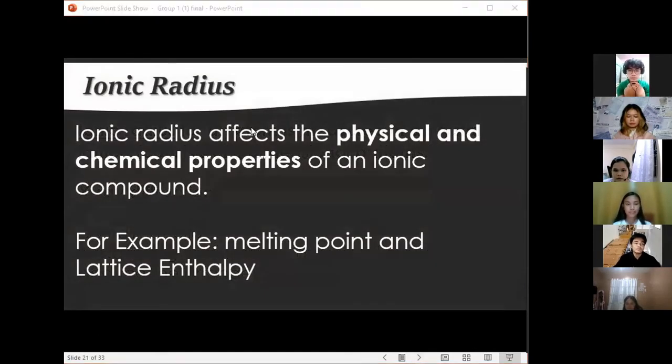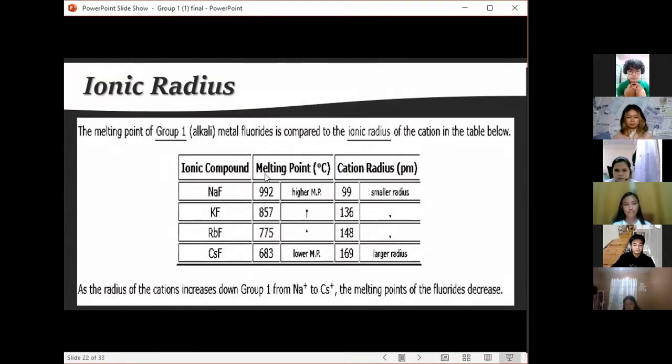To add, ionic radius affects the physical and chemical properties of an ionic compound, for example, the melting point and the lattice enthalpy. As we can see from the table, when the melting point of an ionic compound is higher, the radius is lower. For lattice enthalpy, when the ionic radius is higher, the enthalpy decreases, because when the ionic radius is higher, the bond is weaker.